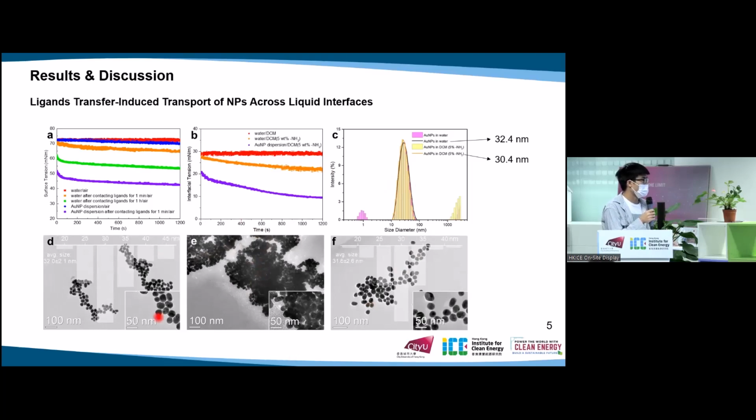After analysis of the particle size distribution, the average size of the particles before and after this transfer is 32 nanometer and 31.6 nanometer respectively, which are in good agreement with the results of the DLS.